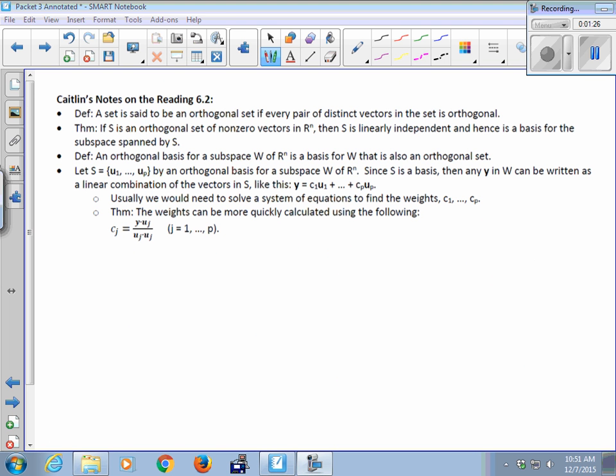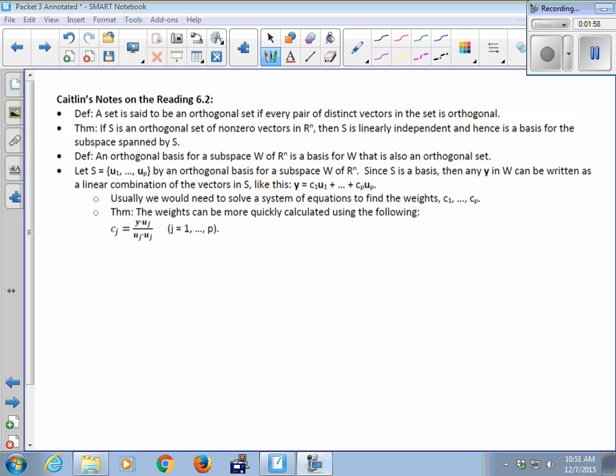We'll go through some of the notes on the reading. So a set is said to be orthogonal if every pair of distinct vectors in the set is orthogonal. So any two vectors you pick out from the set are orthogonal to each other. And if S is an orthogonal set of non-zero vectors in Rn, then S is linearly independent. That's a theorem.